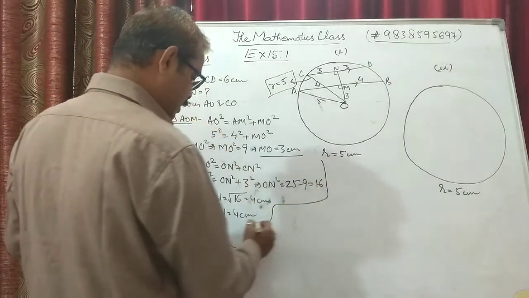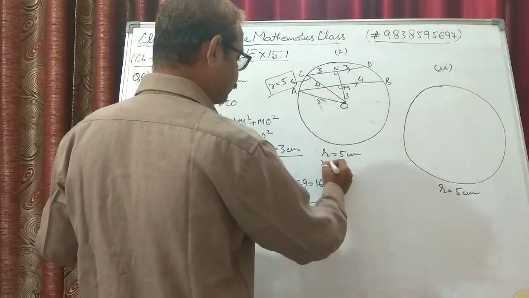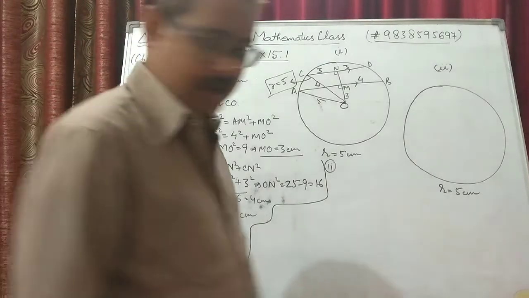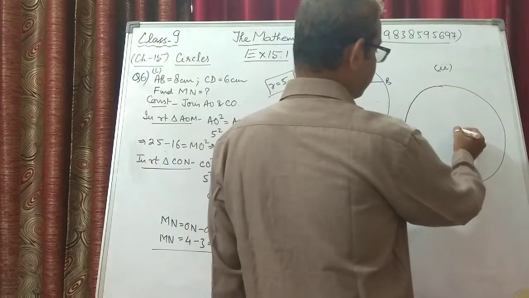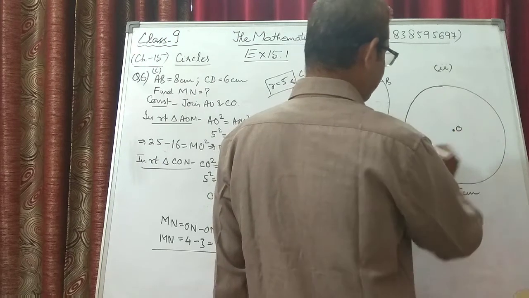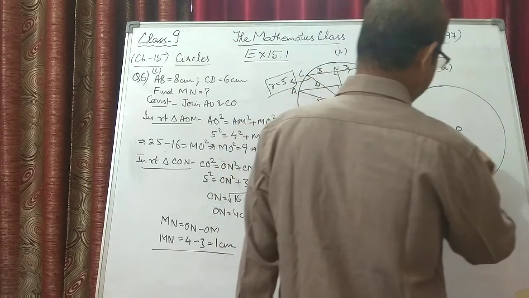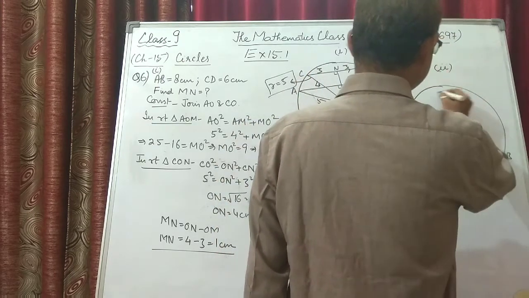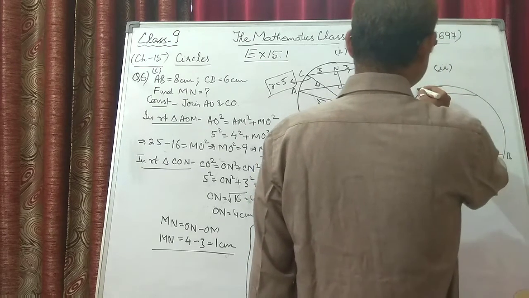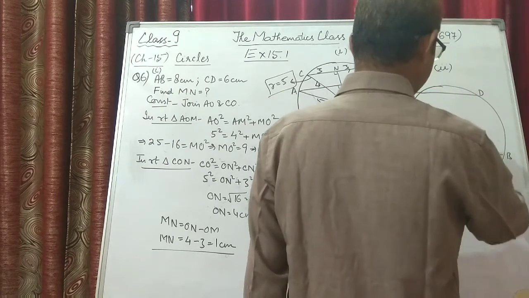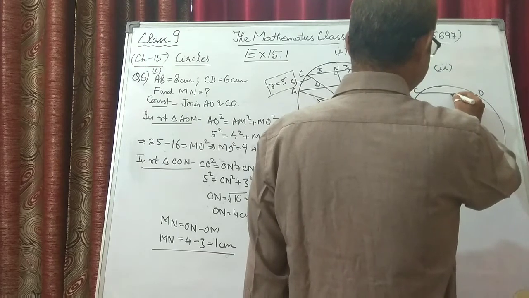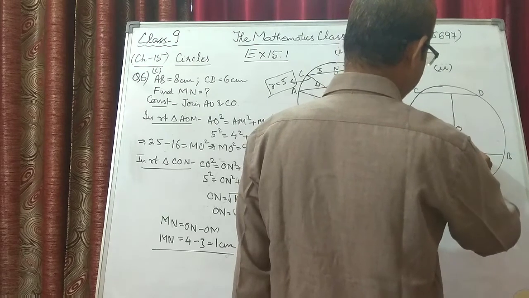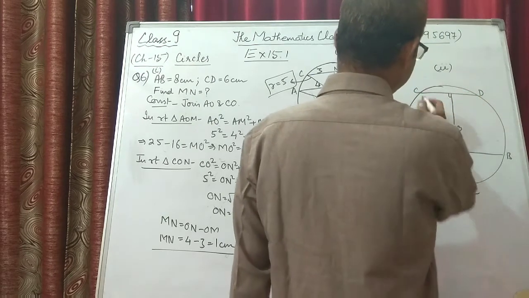Now we move on to the second part. In the second part they say, when the chords are on opposite sides of the center, let's say this is the center point O, one chord is something like this, AB, that is 8 centimeters, and the other chord is something like this, CD, this is 6 centimeters. Now we draw perpendiculars on these chords, let's say this and this.